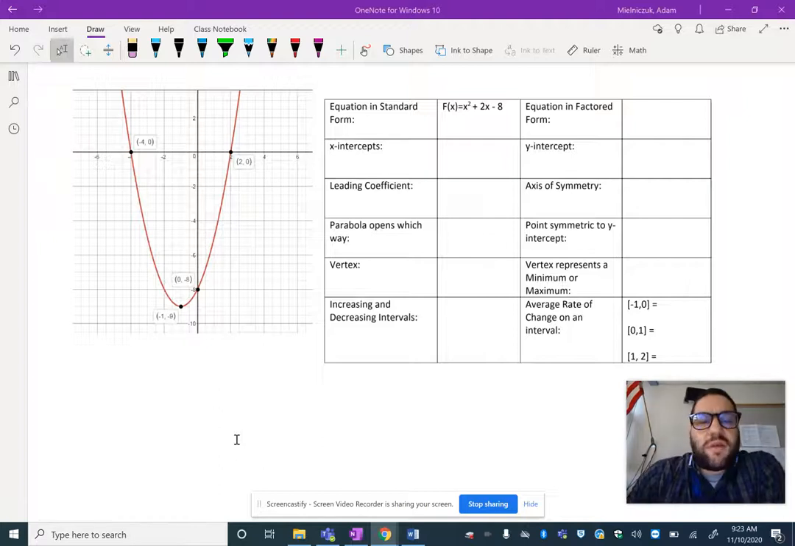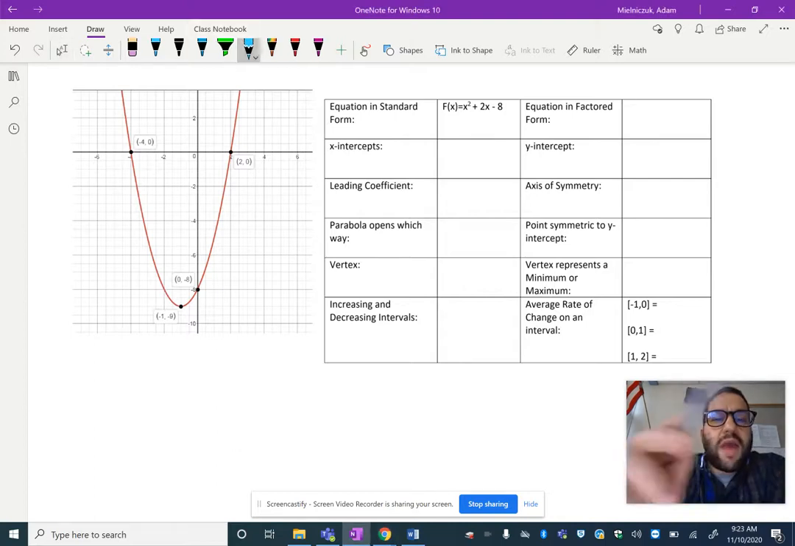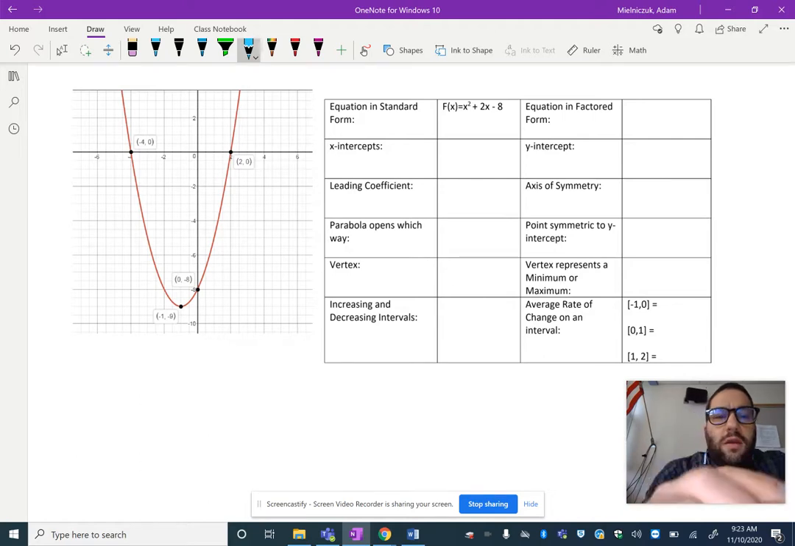All right, so let's take a look at the same graph and the same equation a little more in depth. The equation of this graph we already know is x squared plus 2x minus 8. And we know that its factored form is x plus 4 times x minus 2. But how did we get that?